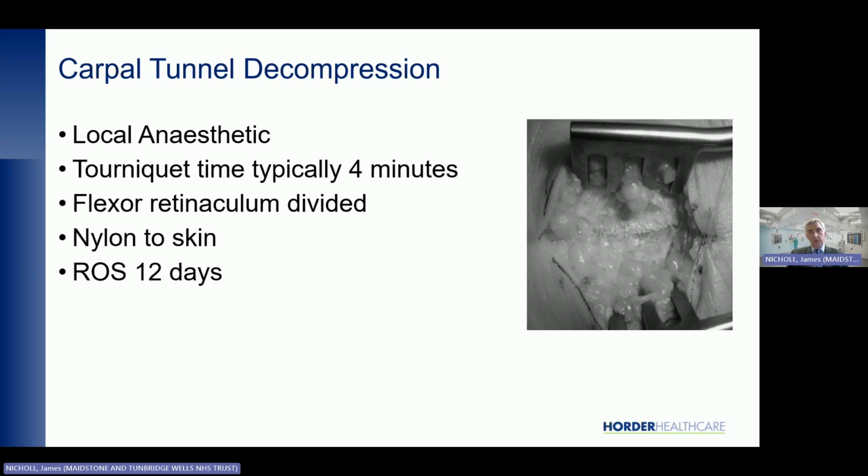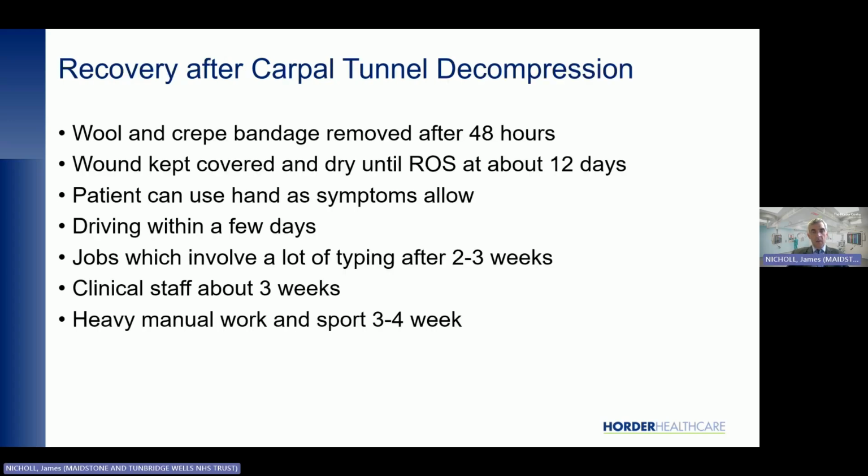During the operation, I blow up a tourniquet, which is a blood pressure cuff around the upper arm, and that's normally tight around the upper arm for about 4 minutes. And then I divide this fibrous band over the nerve, which is called the flexor retinaculum. And in the photograph on the right, where my arrow is there, Katie, is that arrow showing on the screen, on the pictures? Yes, we can see that. So I've cut through it there. That's the nerve underneath, and that cut through the retinaculum would extend over the full length of the carpal tunnel. I then sew up the skin with some nylon stitches, and RO stands for removal of sutures. That needs to be done 12 days after the operation, and mostly that's done by the nurse in the GP's practice for us.